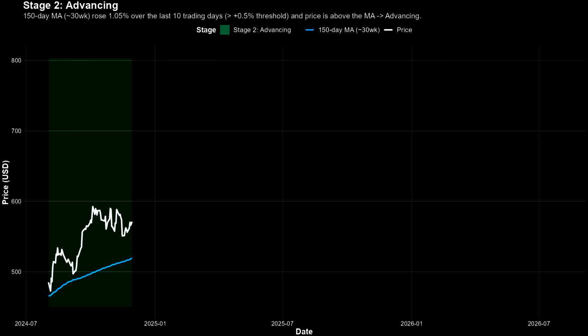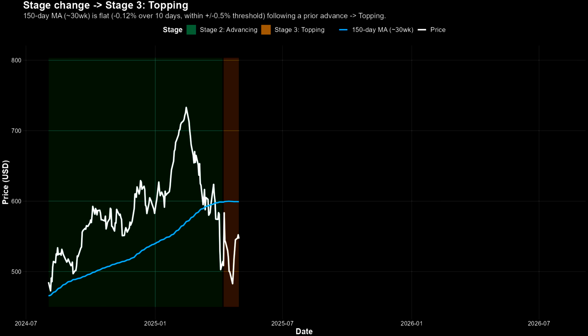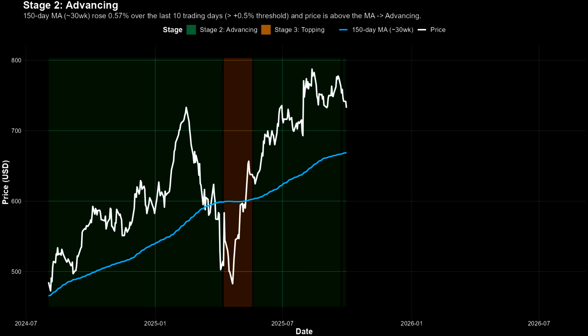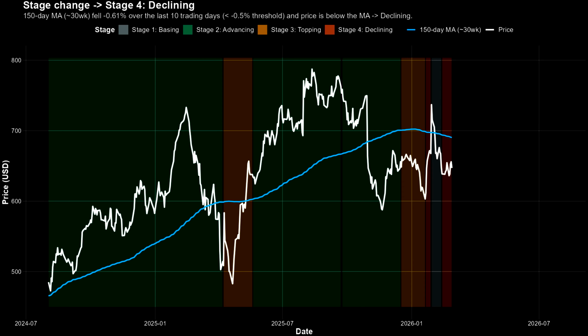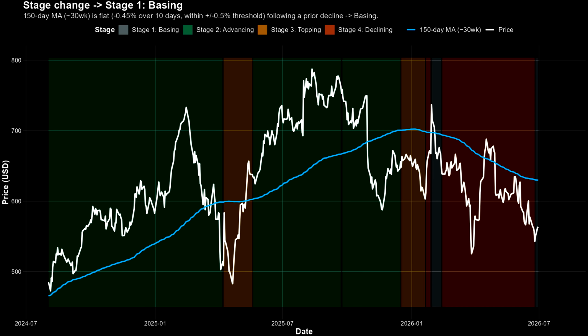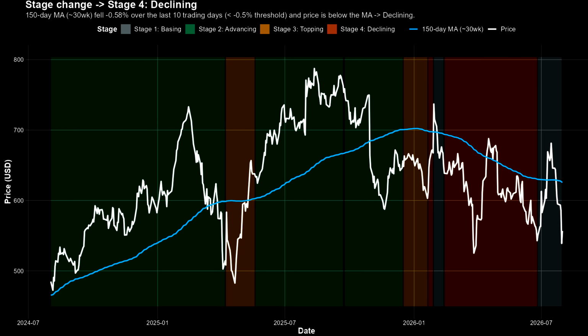Now let's see this classification applied to a real, continuous price history, because the story here is messier and more honest than a single clean cycle. Trace the chart left to right. For most of 2024 into 2025, this stock lives in stage 2, advancing, with the moving average sloping steadily upward beneath a strong, if volatile, uptrend.